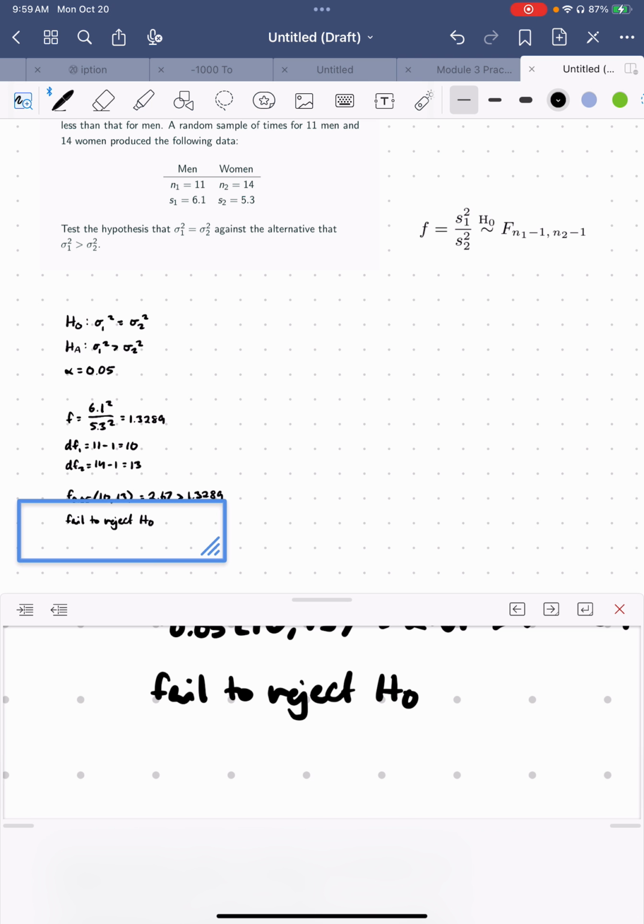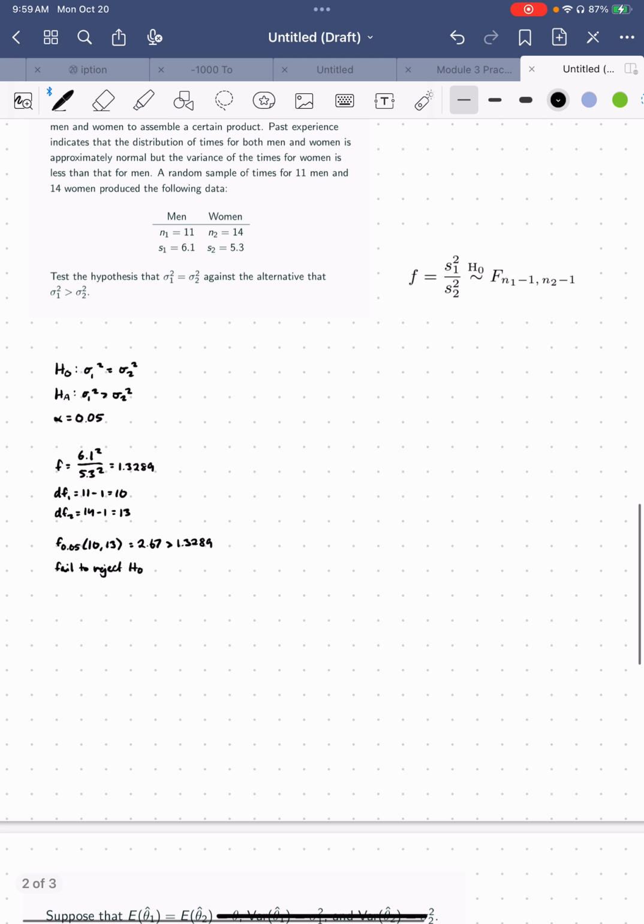And so we can say that we don't have any evidence that our variance for men is significantly greater than women.